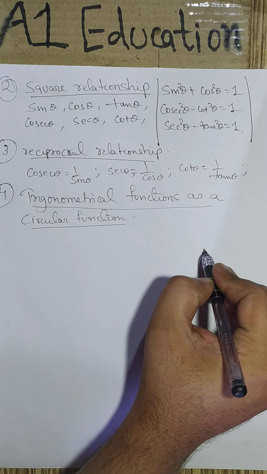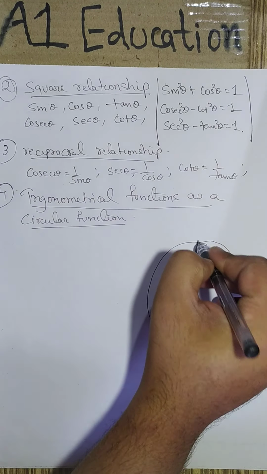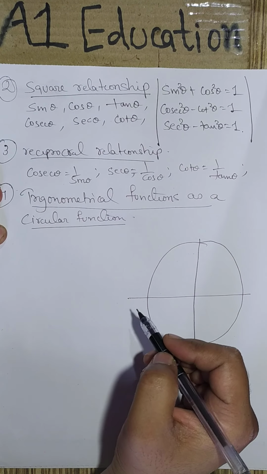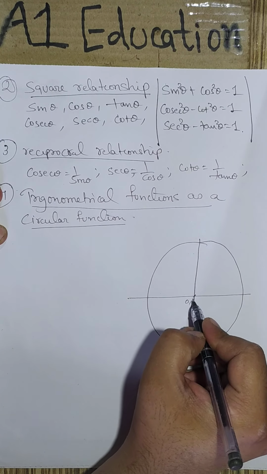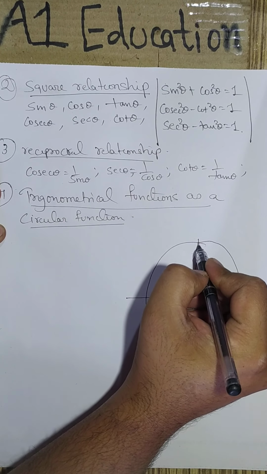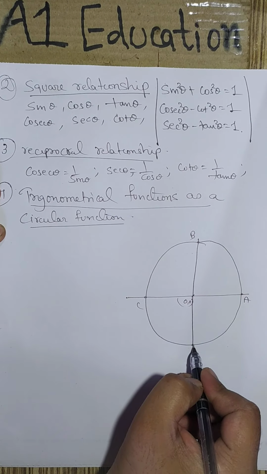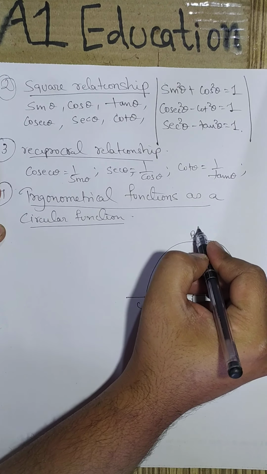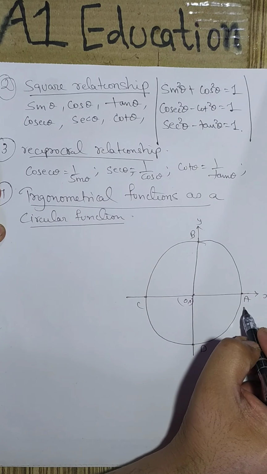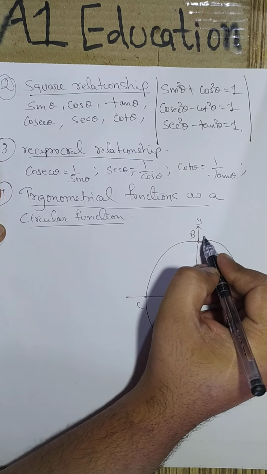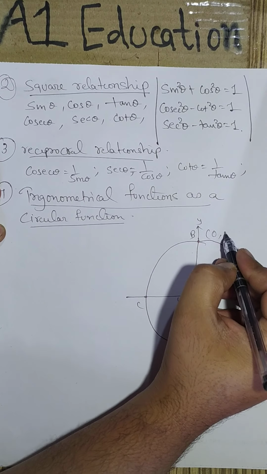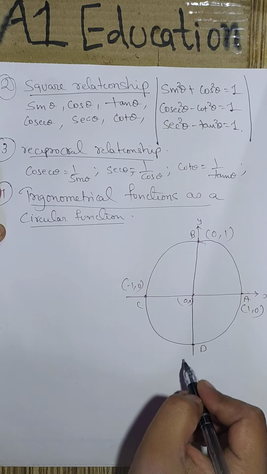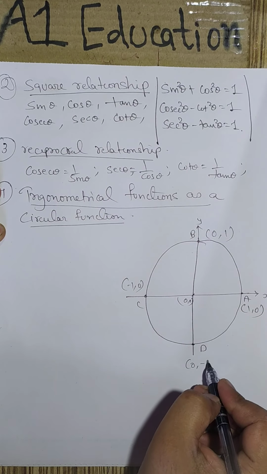I draw a circle whose radius is 1. Since the radius is 1, I can mark down the coordinates of these points A, B, C, D. This is the positive x-axis and this is the positive y-axis. So the coordinate of A will be 1, 0. Coordinate of B will be x is 0, y is 1. Coordinate of C will be minus 1, 0, on the negative x-axis. Here it is the negative y-axis, so y will be negative and x will be 0.